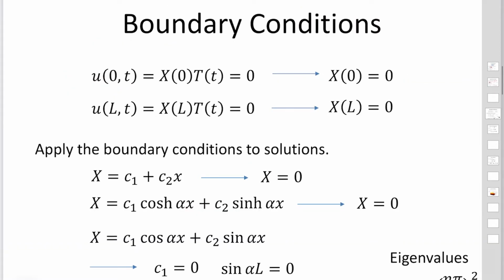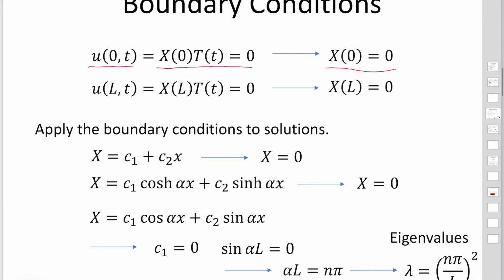Then we can apply the boundary conditions. At the boundary, you can substitute: u(0,t) becomes X(0)T equals 0. So from these equations, capital X becomes 0 at x equals 0. And then another boundary condition: at x equals capital L, this becomes 0. So capital X becomes 0 at x equals capital L.